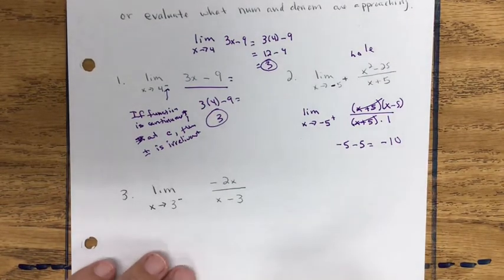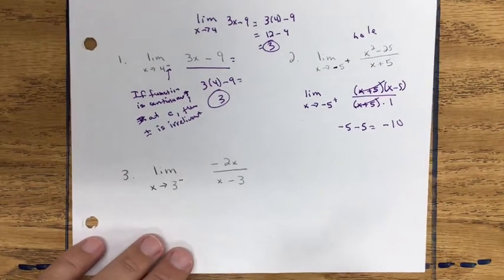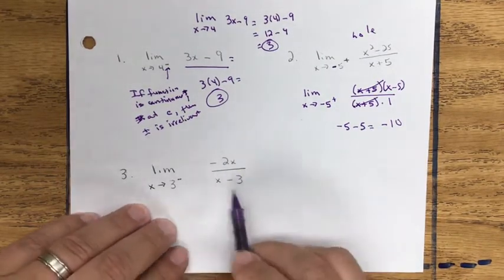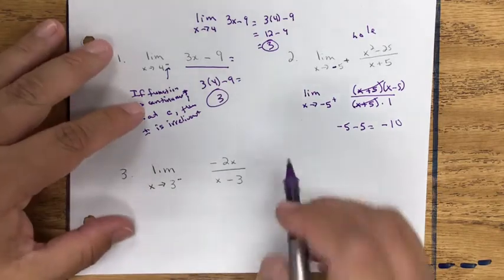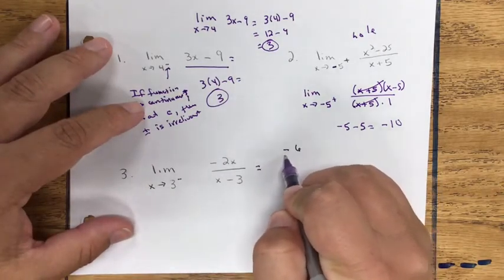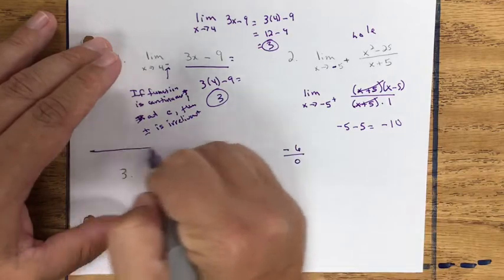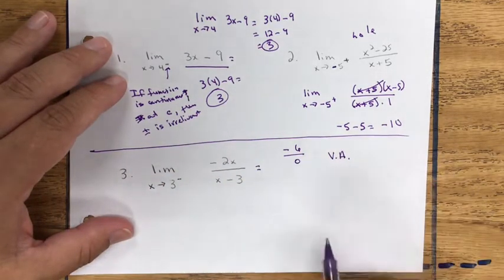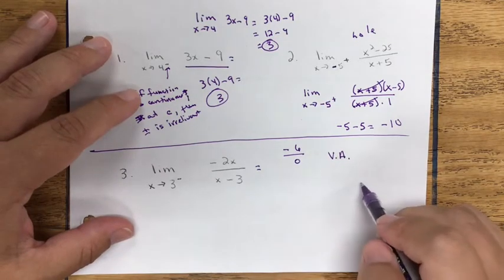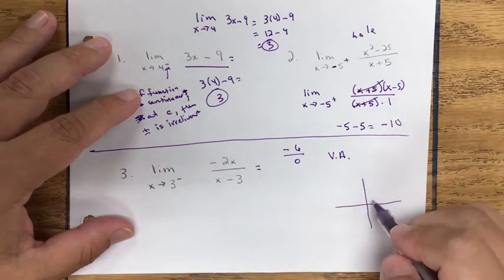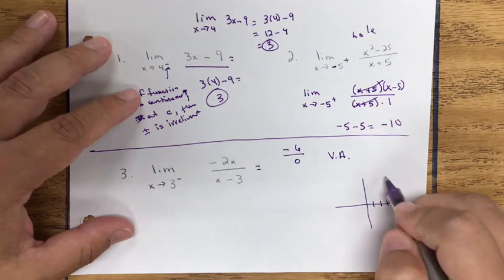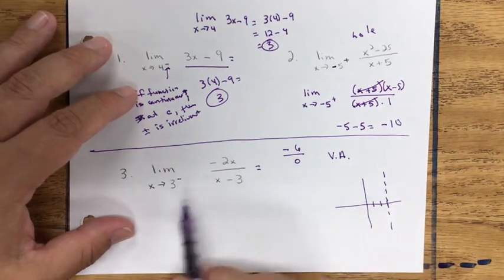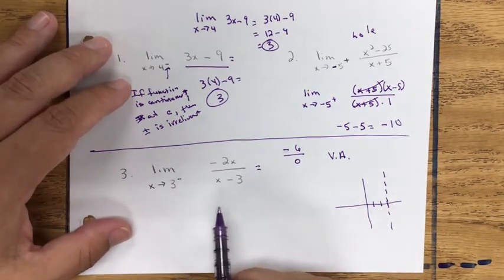Okay? Now, what about this one? Okay, so the limit as x goes to 3 from the left of negative 2x over x minus 3. Now, when we put this in, we're going to get negative 6 over 0. So we know that with this problem there is a vertical asymptote here, okay? So what that means is at x equals 3, we got a vertical asymptote. So really the limit as x goes to 3 does not exist, okay?